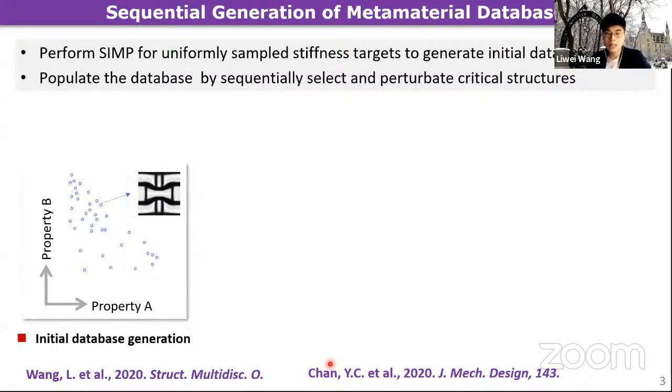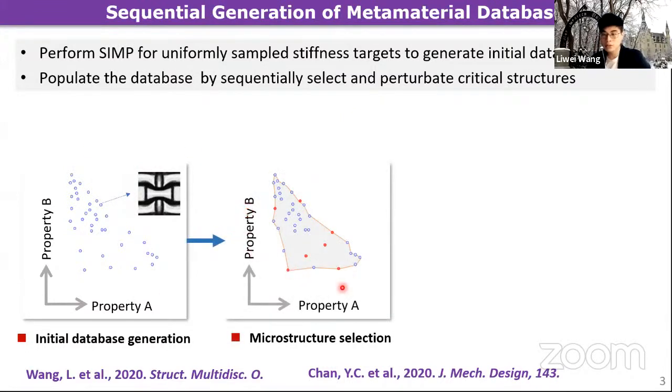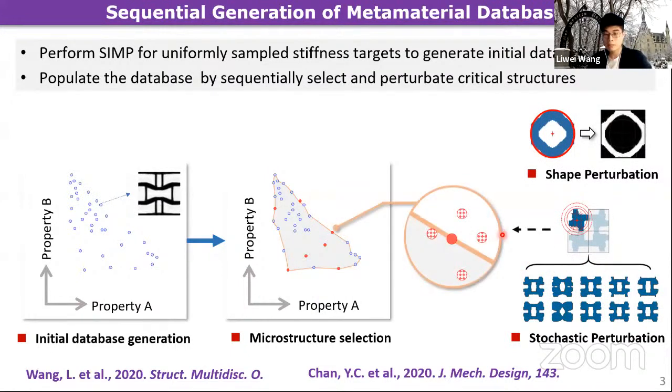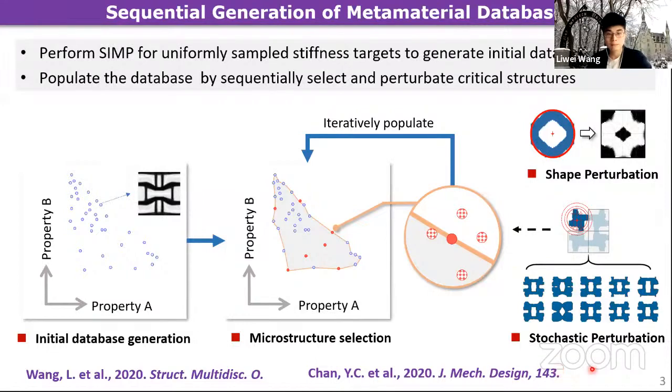Again, the goal here is to construct a large database with diverse shape and properties, which is beneficial for machine learning and multi-scale design. Specifically, we first uniformly sample the stiffness tensor as the design target, and then use a synthesis method to find corresponding microstructures. They form the initial database. And then we select those microstructures with properties near the boundary or sparse area of the property space and perform stochastic shape perturbations on them. By doing this, we can obtain new microstructures with properties and geometries different from the original one. By doing this iteratively, we could systematically populate the database. Our paper in the Journal of Mechanical Design provides metrics and algorithm for achieving shape and property diversity.